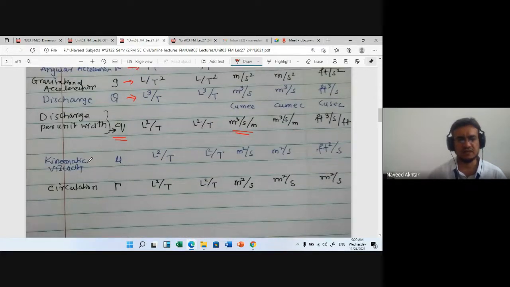Then kinematic viscosity nu is nothing but L square upon T, area upon time. You can see the viscosity is meter square per second. And circulation is also L square upon T, and it is also measured in meter square per second.